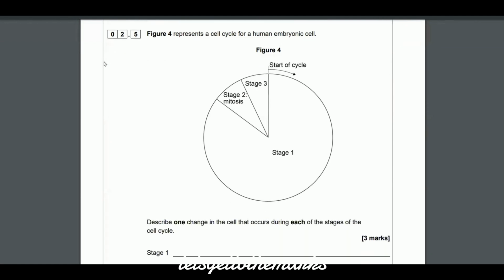2.5 represents a cell cycle for a human embryonic cell. Got a bit of a cold at the moment, so if you hear me wheezing away, that's why. Figure 4 represents the cell cycle for a human embryonic cell.